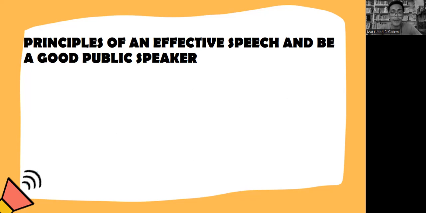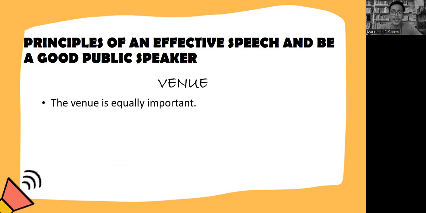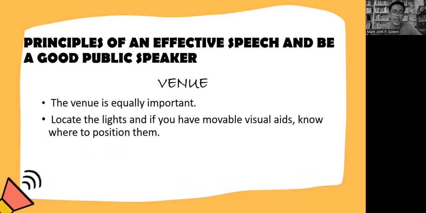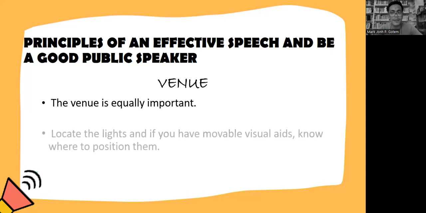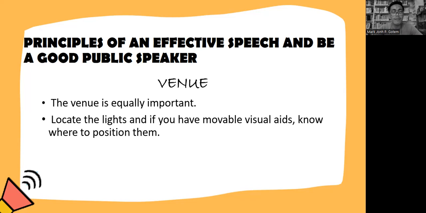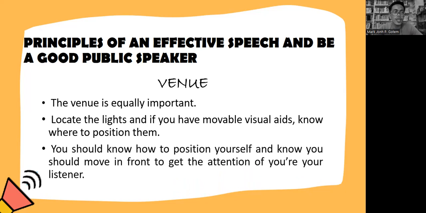Venue. The venue is equally important. It is one of the factors that can affect good public speaking, especially in speaking. Locate the lights, and if you have movable visual aids, know where to position them. You should know how to position yourself, and know how you should move in front to get the attention of your listeners.